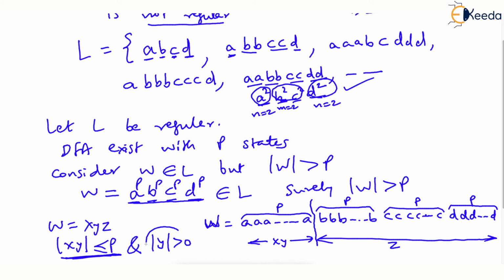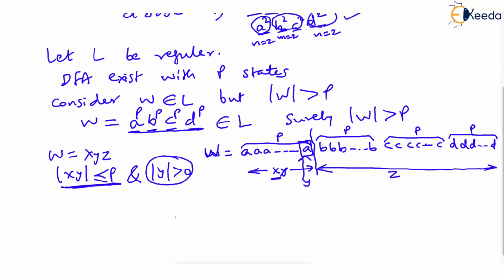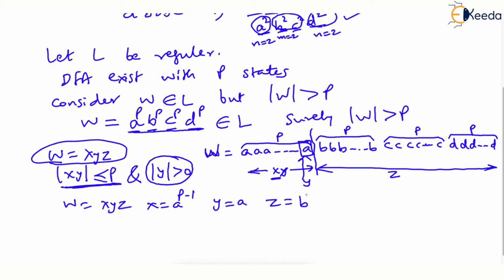But then the second condition says Y cannot be empty. So what you can do is you can take this letter, single letter A as Y. Okay. So now we have Y as single A and X as remaining A's, which is A raised to P minus 1. Just observe. So now what we have done is we have split this string into XYZ, such that X is A raised to P minus 1, Y is single A, and Z is remaining, that is B raised to P, C raised to P, D raised to P, remaining string.